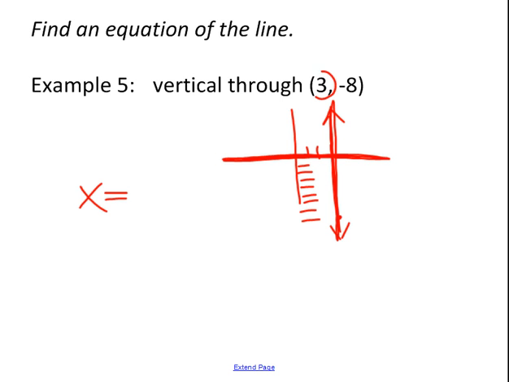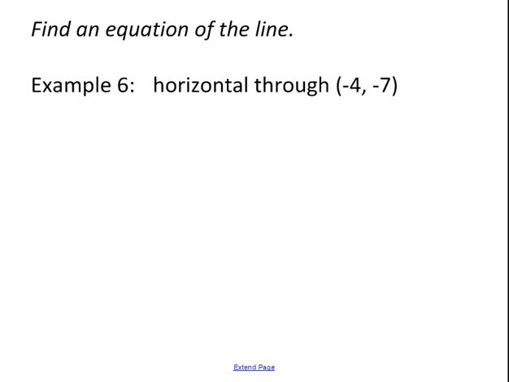So what is my x? Well, my x value for this point is 3. x equals 3. Horizontal line. Horizontal lines are going to be y equals. And what is the y equal to for this point? Negative 7.